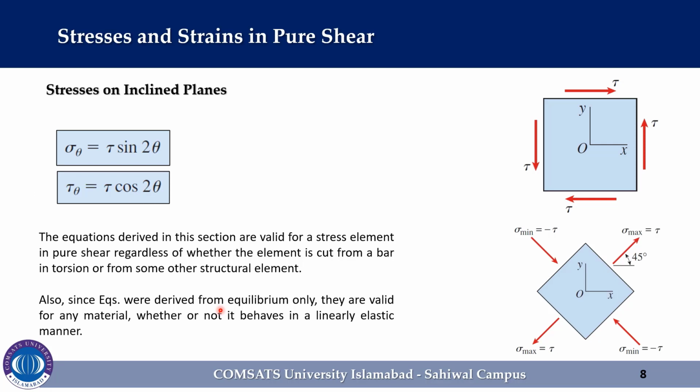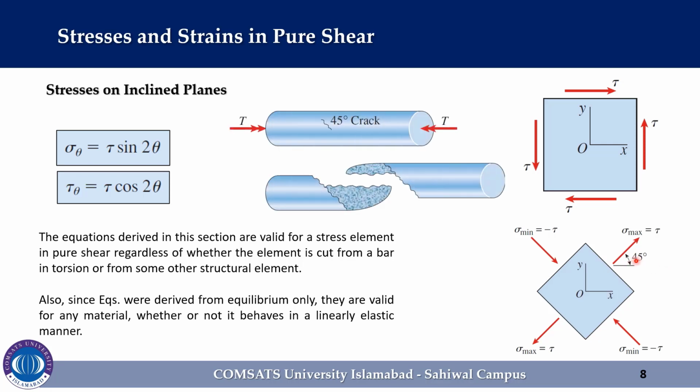However, the existence of maximum tensile stresses on planes at 45 degrees to the x-axis explains why bars in torsion that are made of materials that are brittle and weak in tension fail by cracking along a 45 degree helical surface. This type of failure is readily demonstrated by twisting a piece of classroom chalk.